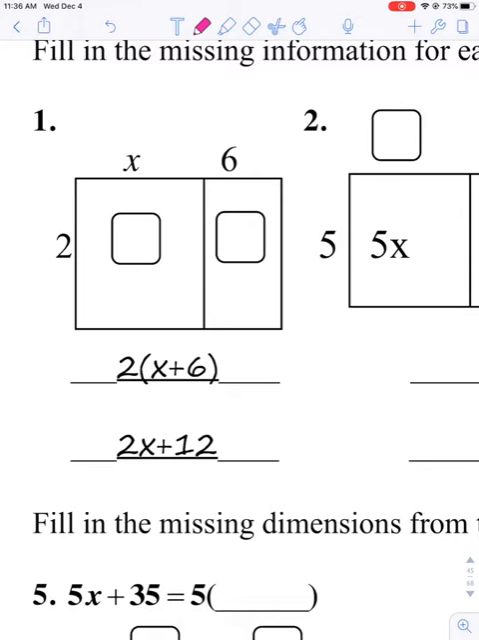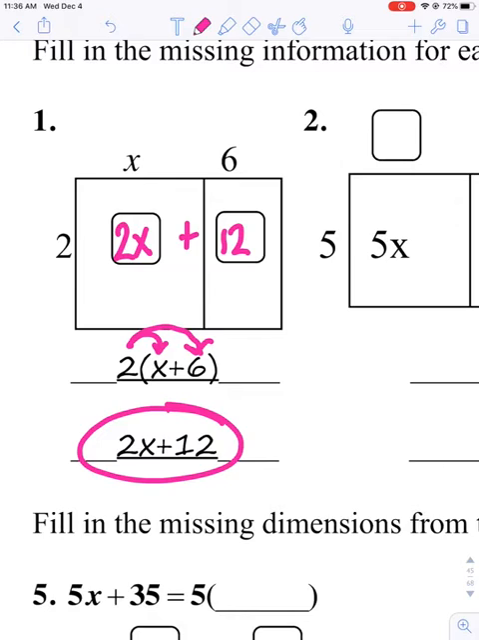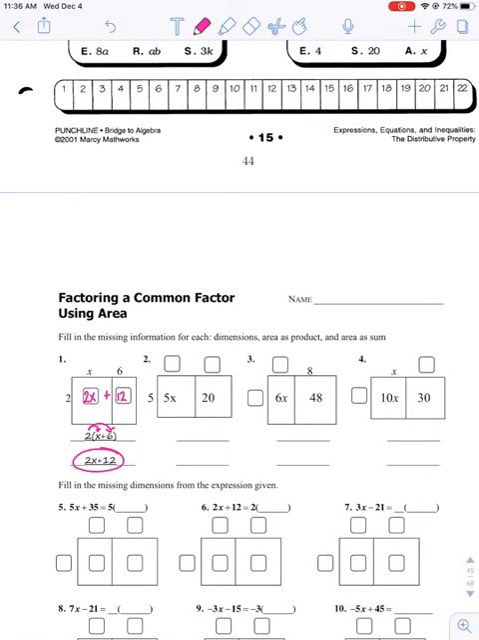The second expression, 2x plus 12, we don't see that in the picture yet. So I'm guessing that's going to have something to do with the boxes. So if I were to fill in 2 times x, that would give me 2x for this box. 2 times 6 is 12, which then makes the area of the entire rectangle 2x plus 12. So down here, it's 2 different ways to represent the area, and they should be equivalent to each other. If you were to distribute the 2 to the x and the 6, you would get 2x plus 12. Go ahead and pause the video and complete problems 2 through 4. They work the same way.